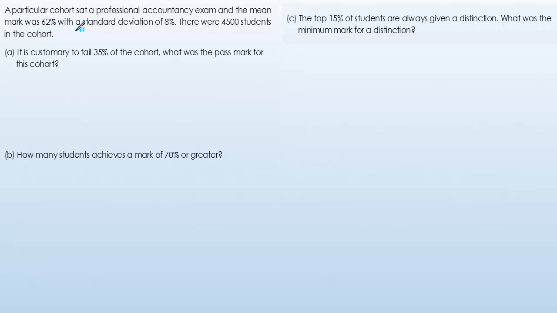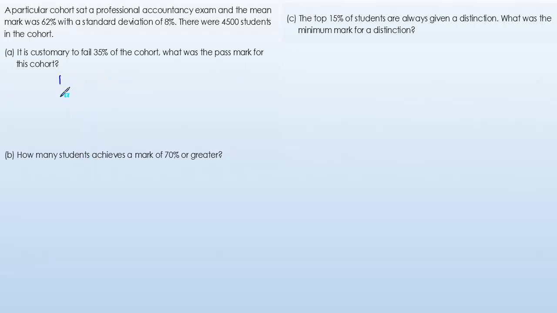A particular cohort sat a professional accountancy exam and the mean mark was 62%, with a standard deviation of 8%. There were 4,500 students in the cohort. It is customary to fail 35% of the cohort. What was the pass mark for this cohort?